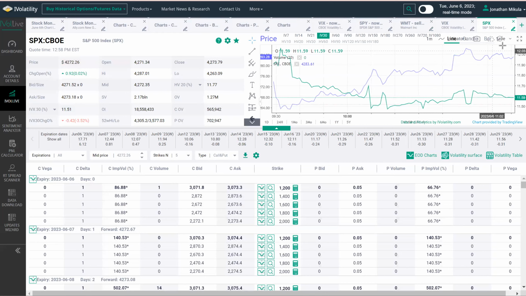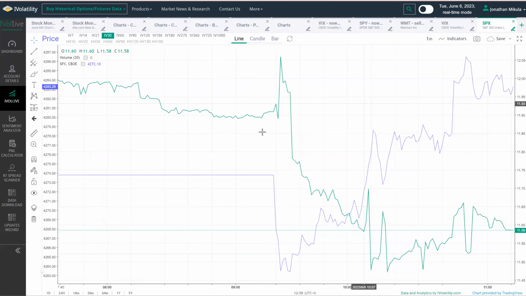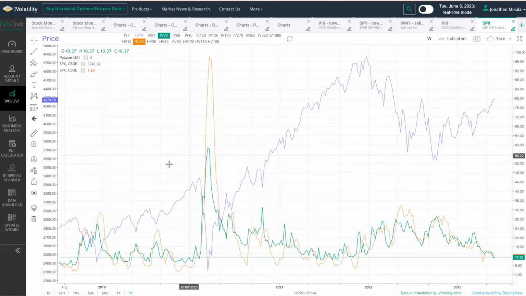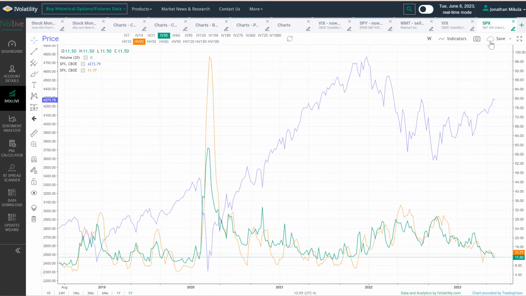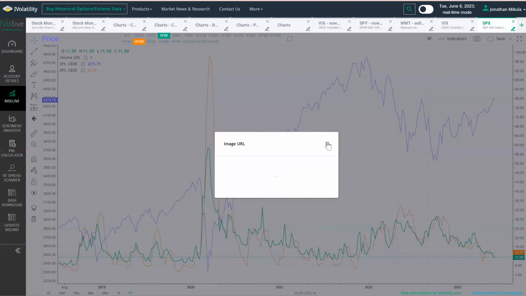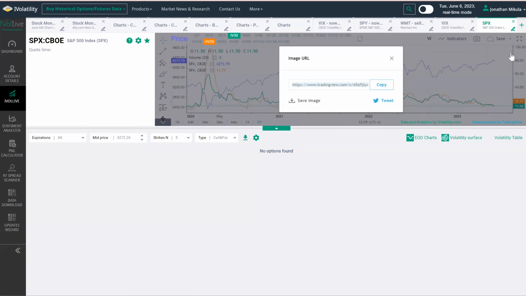And now what you have with SPX is our charting view number 1, so here we go, 5 years worth of implied volatility and historical volatility data for SPX. So you could do everything you want with technical indicators, take a snapshot, save, etc. So that's the first way you would look at SPX.